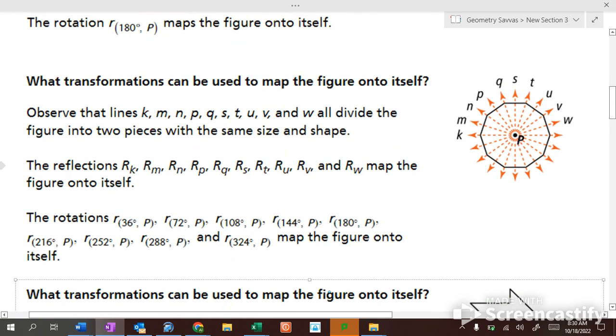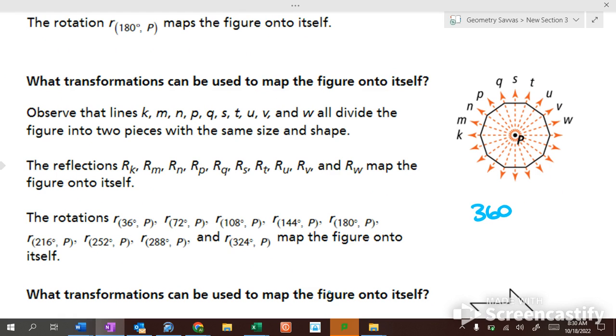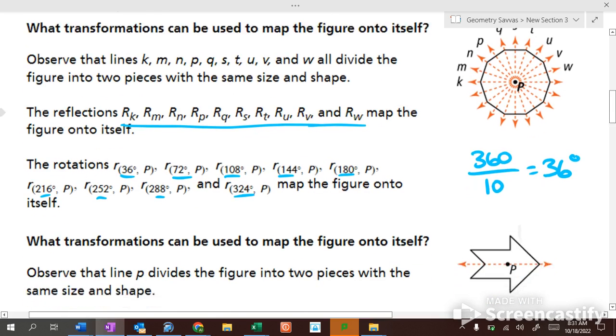So the rotations are 36, 72, 108, and so on. Well, how do we figure that out? Well, how many degrees are there in a circle? 360. How many sides are there on this? 10. So every 36 degrees, you're going to have rotational symmetry. So 36, and 36 times 2 is 72. 36 times 3 is 108. 36 times 4 is 144, and so on. So those are your 9 rotational symmetries. And here are your 10 lines of symmetry.